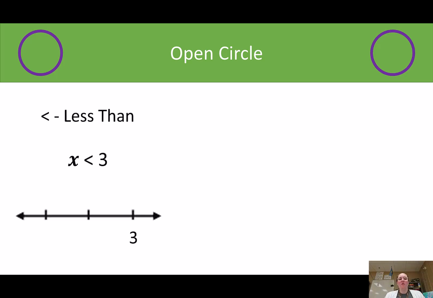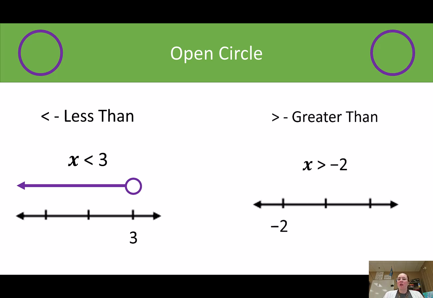So just a refresher, we use an open circle for when we have less than. So like x less than 3. And when we're doing this, with less than, we're always going to shade to the left. Greater than was another one we'd use an open circle for, so x greater than -2. And again, with greater than, we're going to shade to the right.